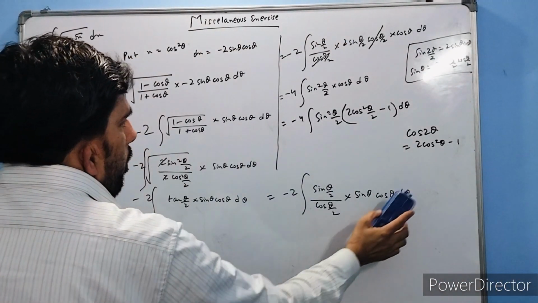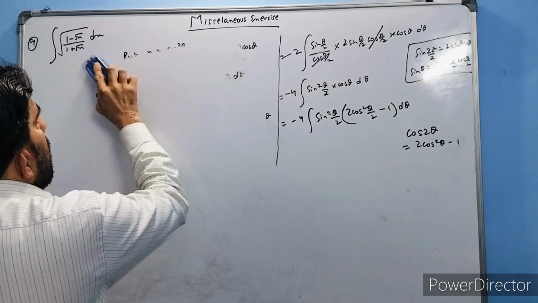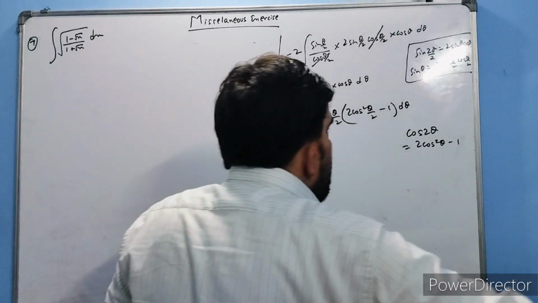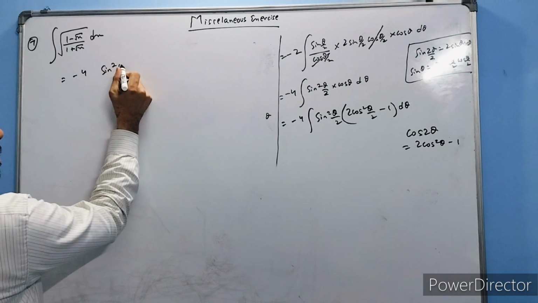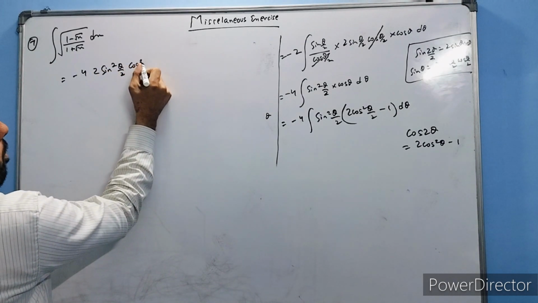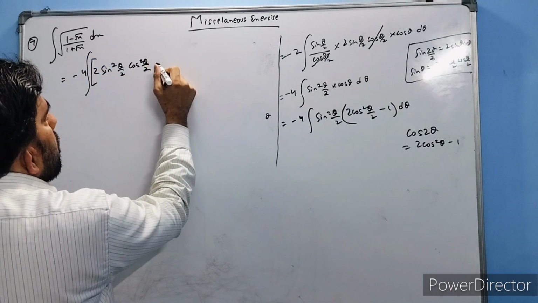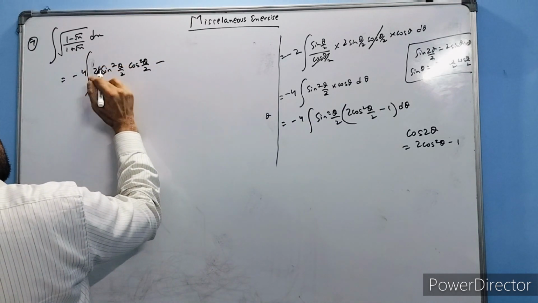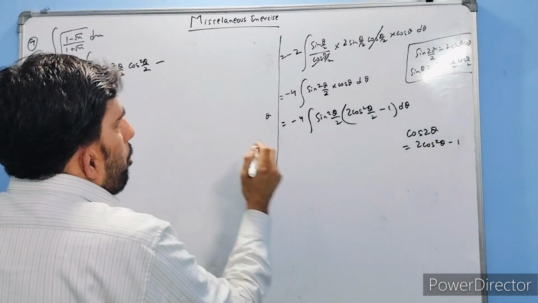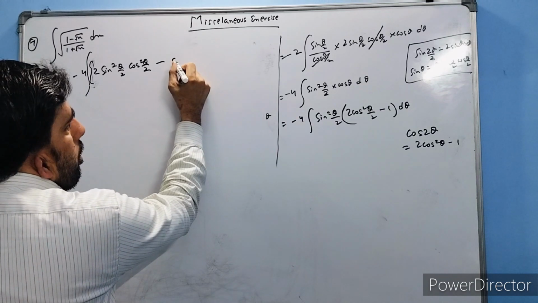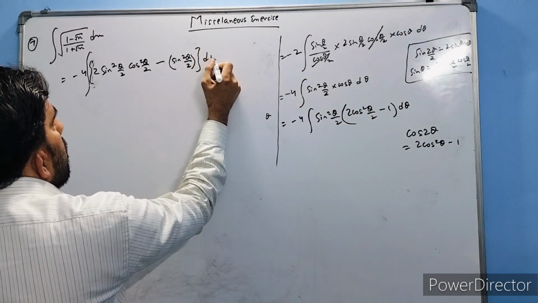Now we'll see what we can do here. It is a very simple question, given in a very simple way. Just multiply it inside, so we'll get minus 4 sine square theta by 2 cos square theta by 2. Instead of the box bracket we can use the other one. So now 2 sine square theta by 2 cos square theta by 2 minus sine square theta by 2. Finally I got this d theta.